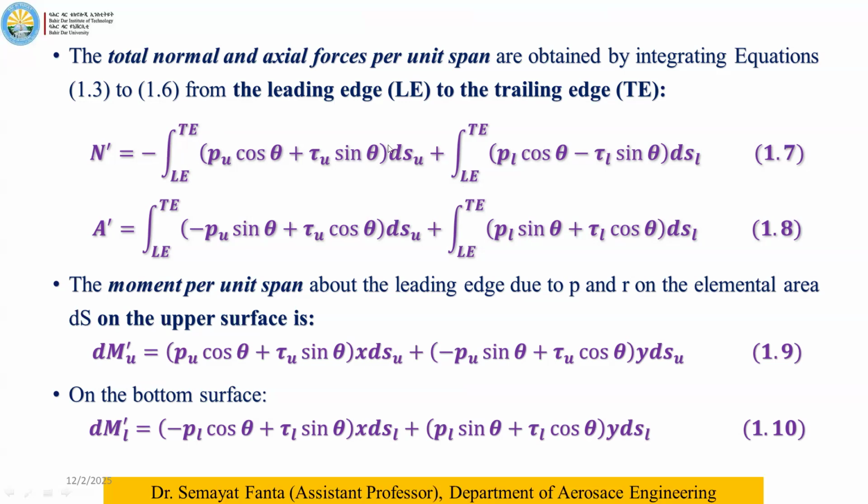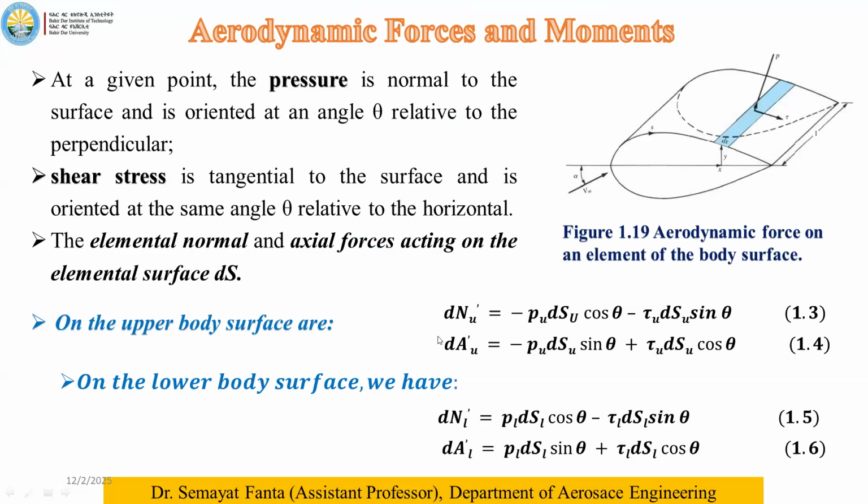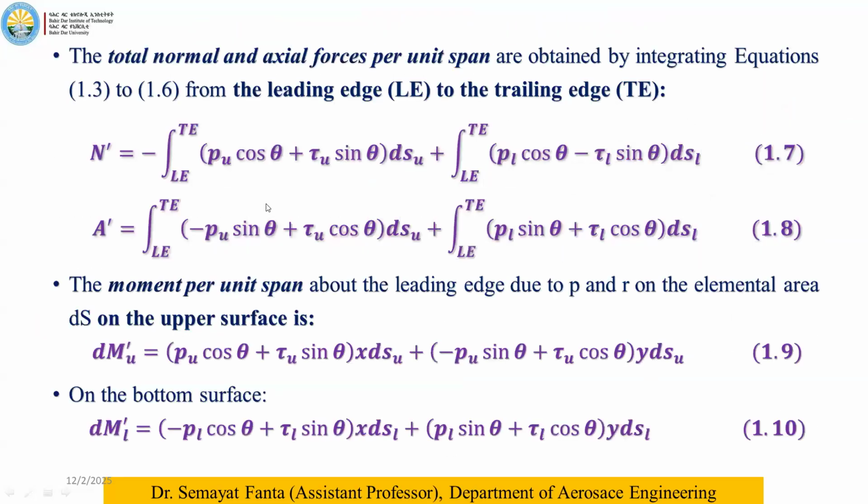Okay, so finally we can get the normal force here. And the axial force is the sum of the upper axial and lower axial, equation 1.4 plus equation 1.6. So this equation gives that one. And then the moment per unit span about the leading edge due to P and tau on the element. P is the pressure, and tau is representing shear.